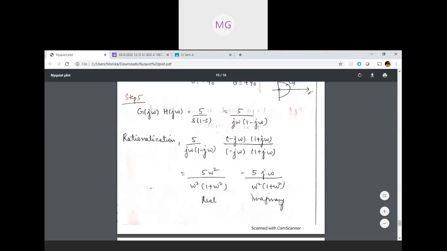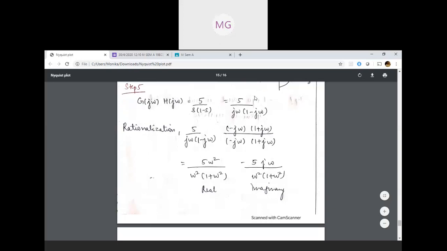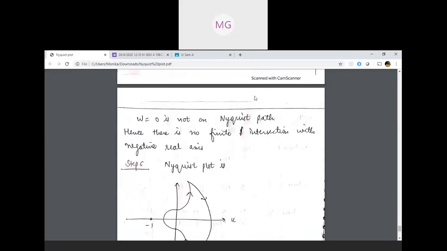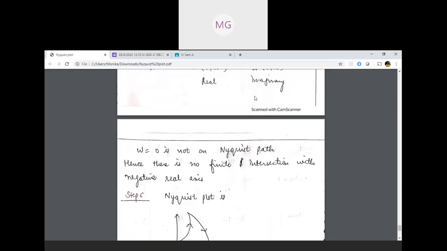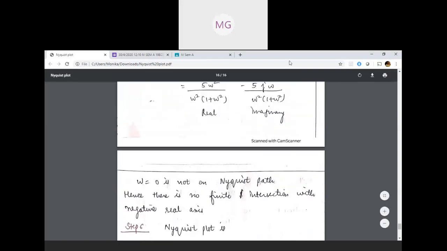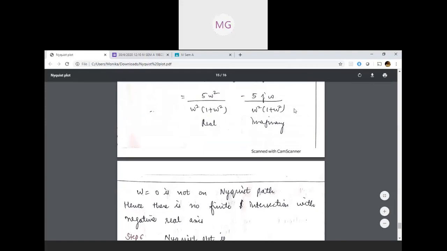Separate real and imaginary part. Substitute imaginary part equal to 0. When you substitute imaginary part equal to 0, you get omega equals 0. So omega equals 0 is not on the Nyquist plot. Hence, there is no finite intersection with the negative real axis.